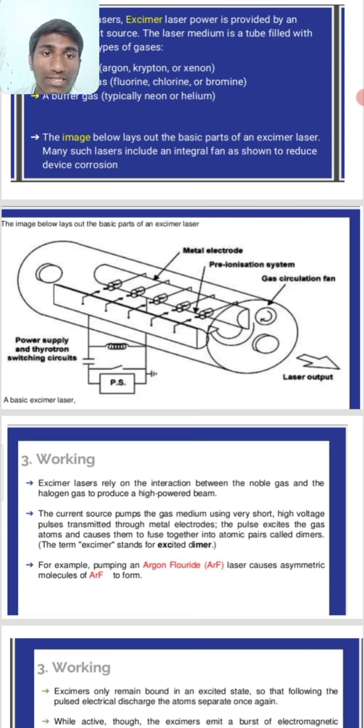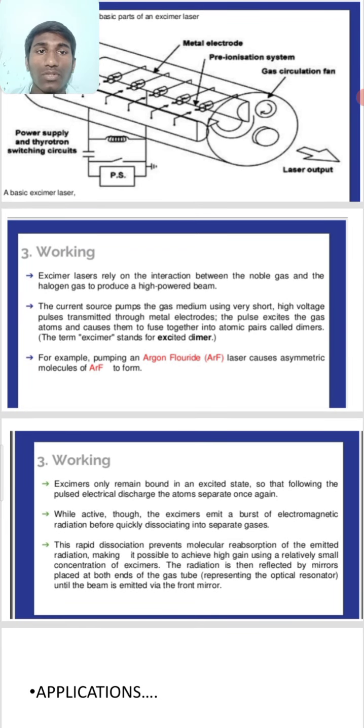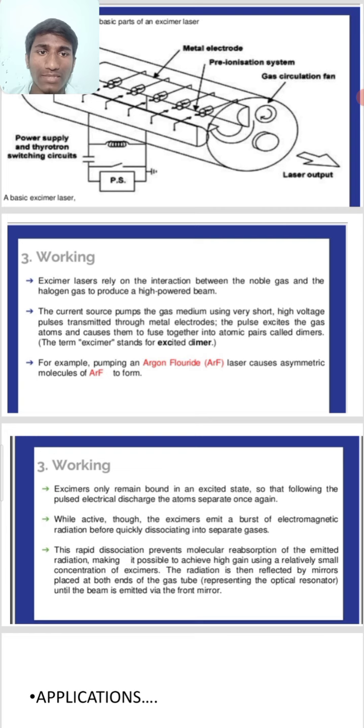Here you can find the metal electrode, pre-ionization system, gas circulation which reduces device corrosion, and finally a laser output coming from the medium. What is the working principle of an excimer laser? Excimer lasers rely on the interaction between the noble gas and halogen to produce a high powered beam.